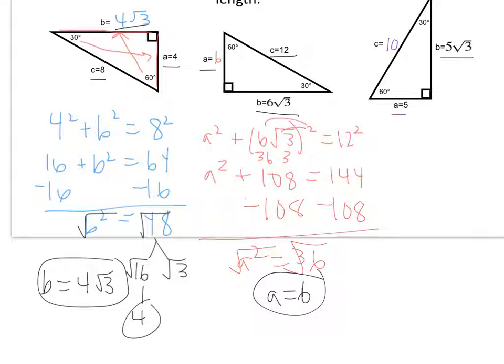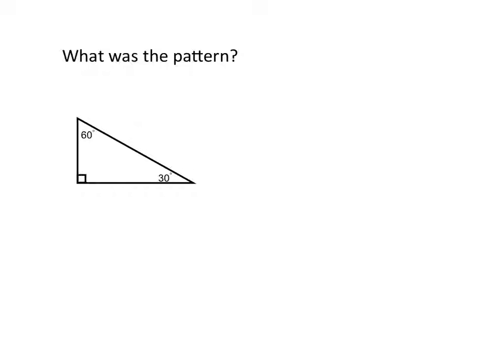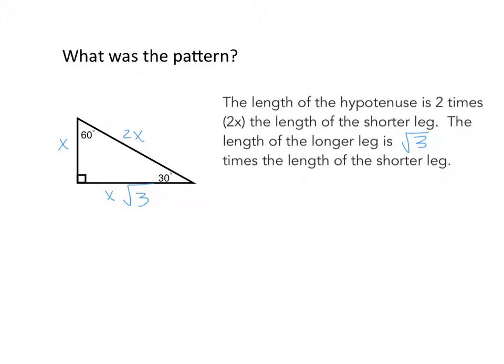So here we've gone through a couple examples of 30, 60, 90 triangles. What was the pattern? Try to draw in using the variable x what the pattern was for each side length. The length of the hypotenuse is 2 times the length of the shorter leg. The length of the longer leg is square root 3 times the length of the shorter leg. We can call the shorter leg here x. So again, the shorter leg is x, longer leg is x times square root of 3, hypotenuse is 2x.